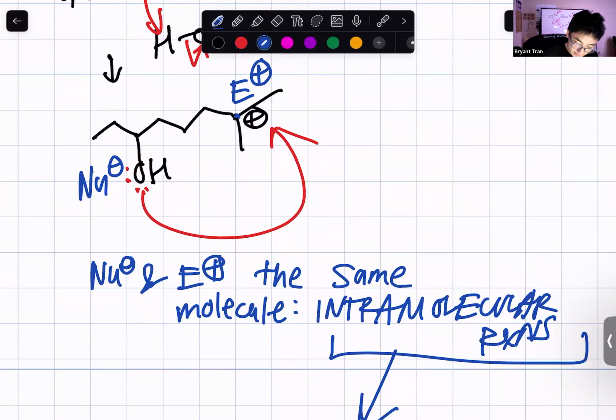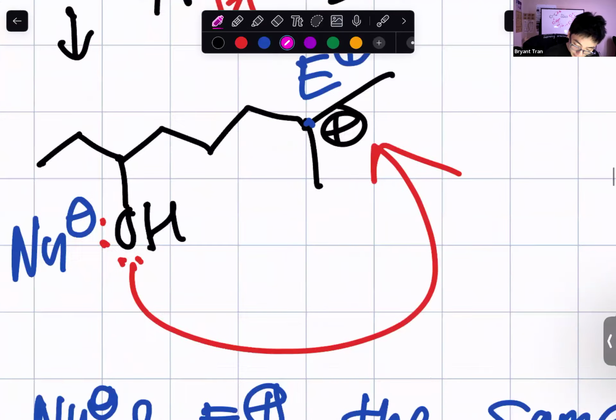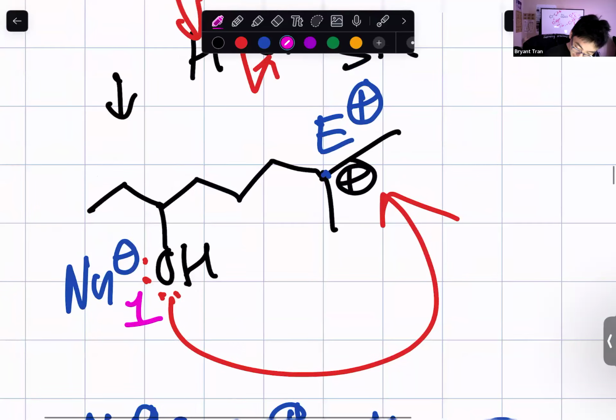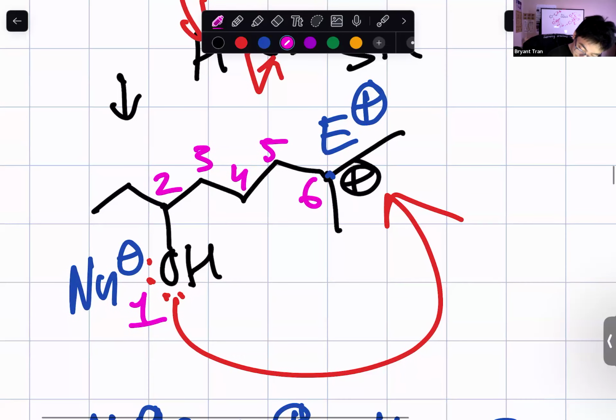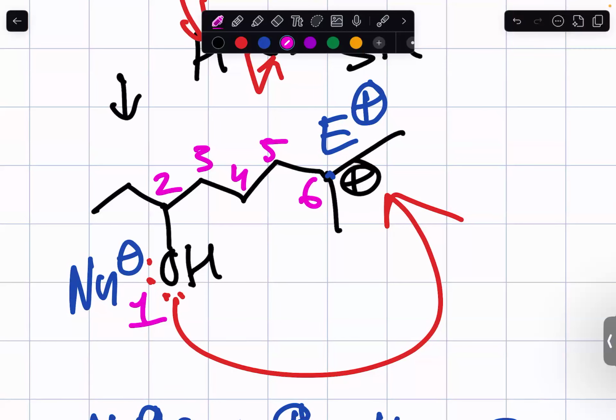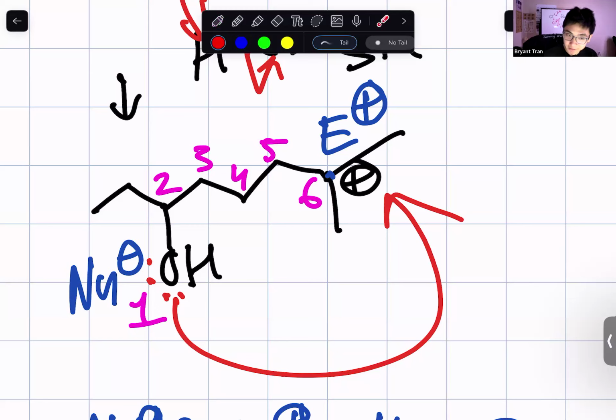What I like to do is start numbering. I'm going to start my number one atom at the nucleophile, and then I will go all the way until I hit my electrophile right there. That tells me how many atoms are going to be in the ring, which in this case is 6. But not all 6 atoms are carbons, because the way that I numbered it, the first atom is an oxygen atom.